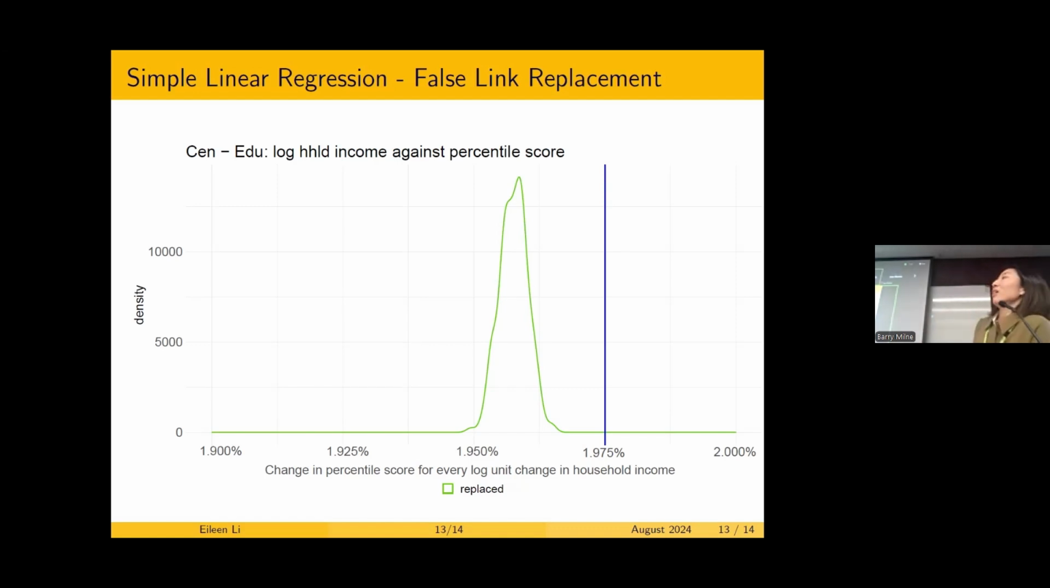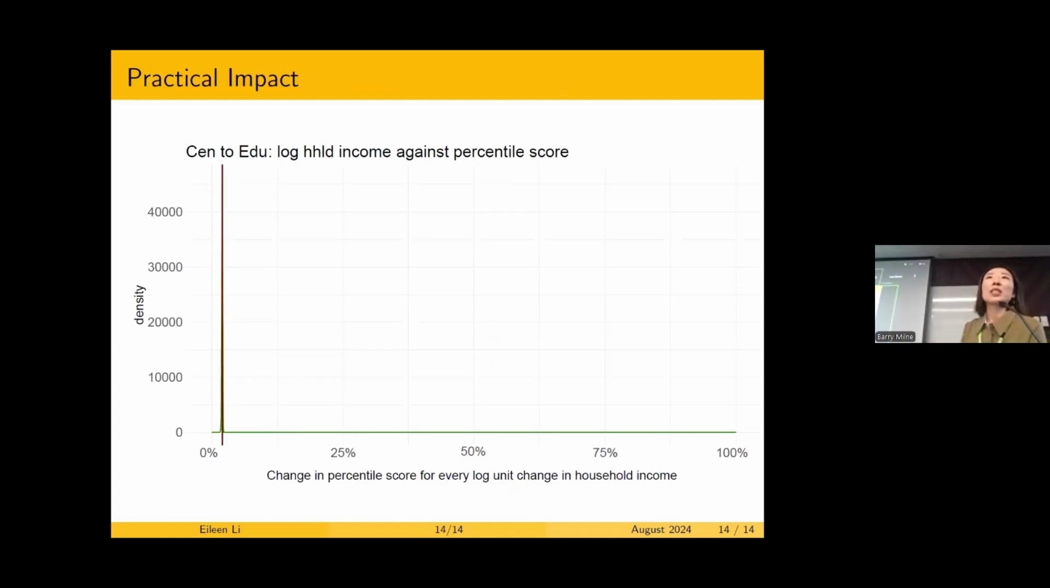However, if you look closer, I'm showing these here on a tiny scale that goes from 1.9% to 2%. How tiny that is. If I zoom out and show you the entire scale goes from 0 to 100, that is what you see. So essentially, there is no difference between the biased and the naive estimates.